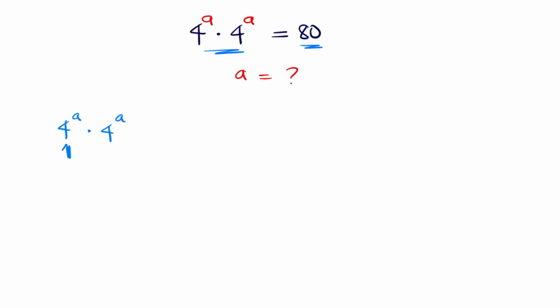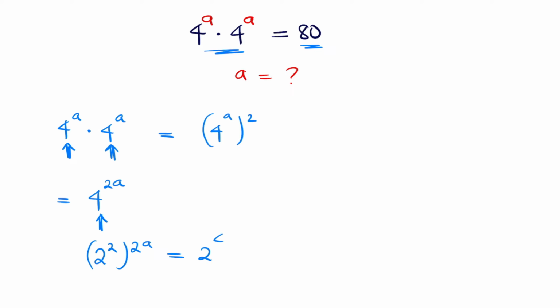They both look exactly the same, and because they are exactly the same, it means we have 4 raised to power a, squared. If we open up this bracket, this gives us 4 raised to power 2a. But 4 itself can be broken into 2 raised to power 2, and then now raised to power 2a would give us 2 raised to power 4a.